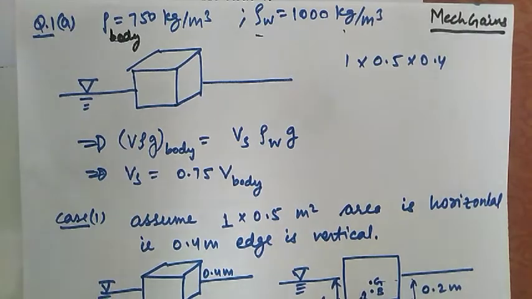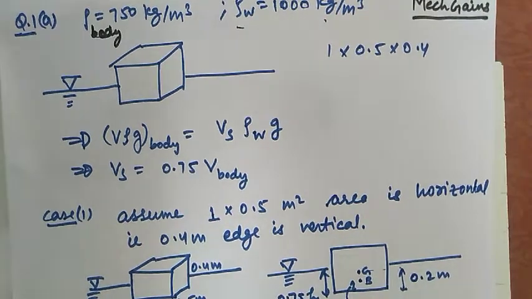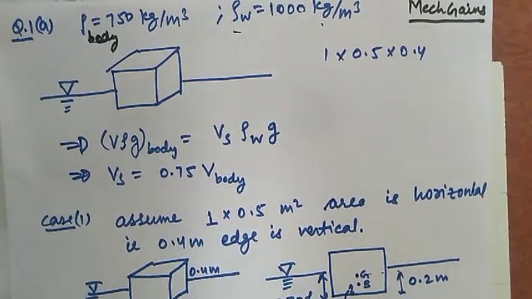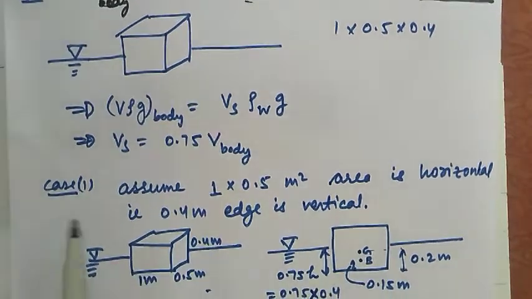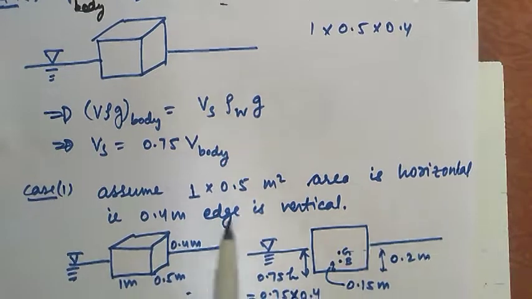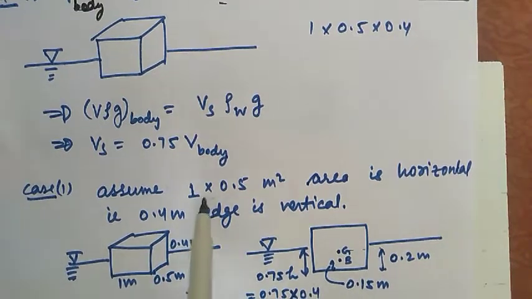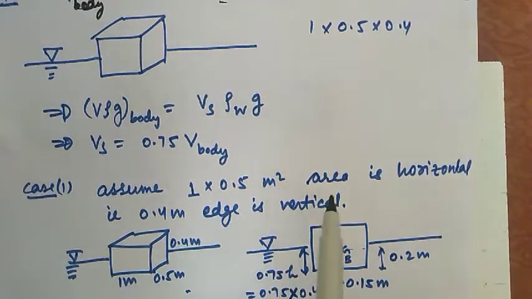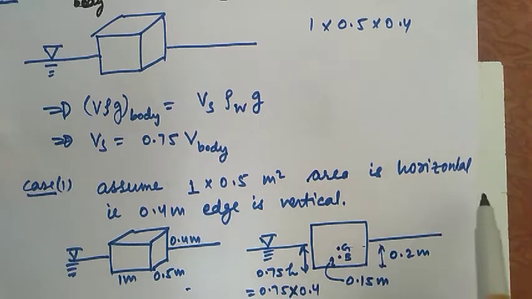It is partially floating. We don't know the orientation in which the body will float. So case 1: I have assumed that the surface of 1 into 0.5 meter square area is horizontal.